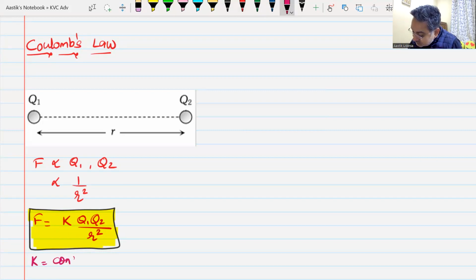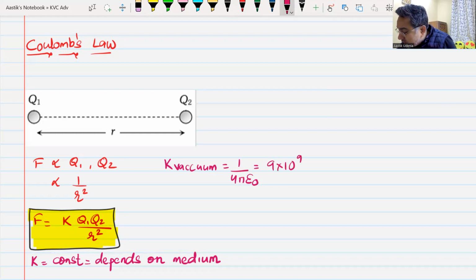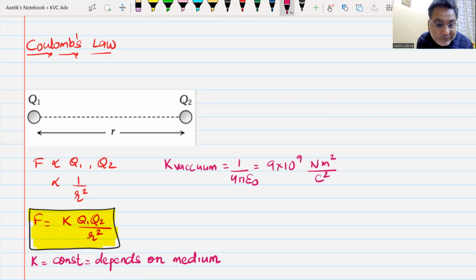K is a constant, and it depends on the medium between the two particles. Do we understand this? Yes. K for vacuum. The value of K for vacuum can be written as 1 by 4 pi epsilon naught, and that becomes equal to 9 into 10 raised to the power 9 Newton meter square per Coulomb square.